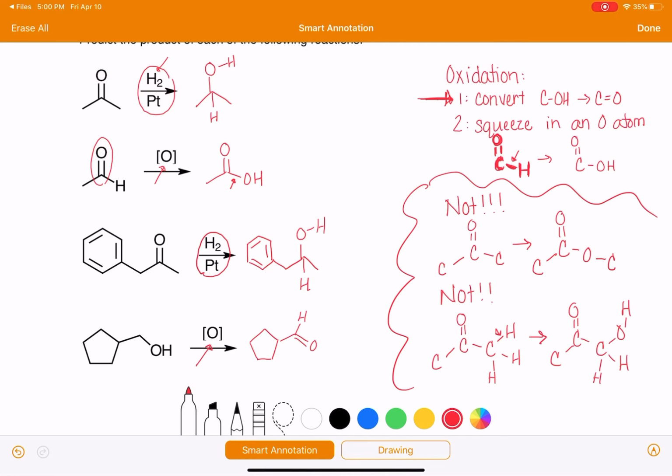Oxidation is not like a one and done thing. So once the first step happens in an oxidation, it's going to see if it can go ahead and do the second step as well. Do we have the right kind of hydrogen to be able to do the second step? Well, we do. We do have one of these special hydrogens. So that means that we are going to squeeze an oxygen into that particular bond.